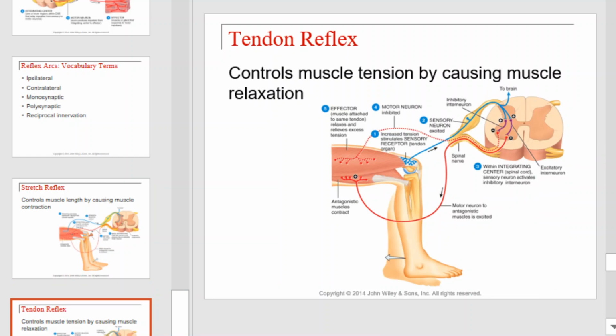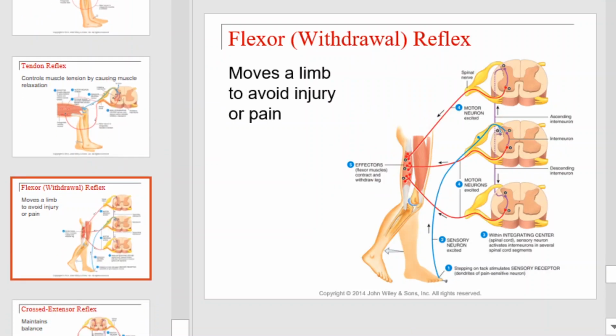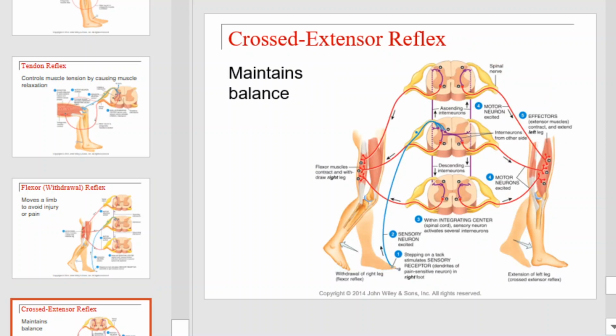Tendon reflexes control muscle tension by causing muscle relaxation. Flexor or withdrawal reflexes. Withdrawal reflexes move a limb to avoid injury or pain. This is the stereotypical reflex that occurs when you touch something that's hot, or as illustrated here, maybe step on something that's sharp. Crossed-extensor reflexes help maintain balance.